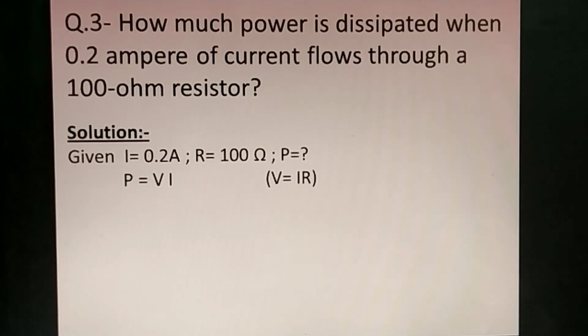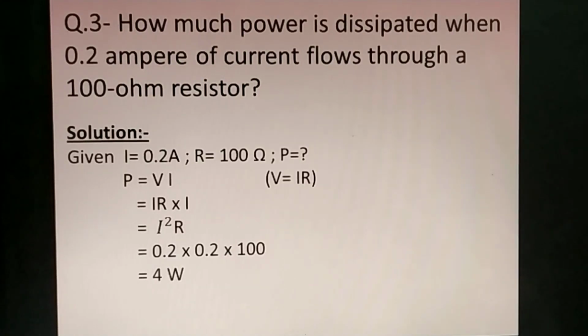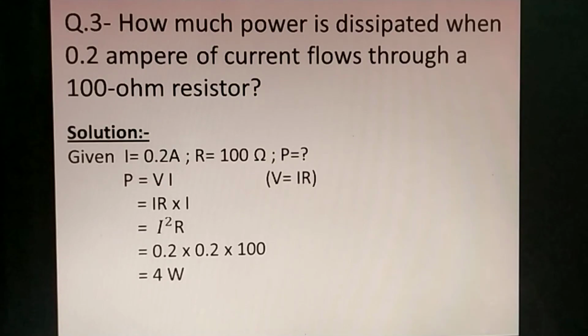So according to the formula, P equals VI, but there is no value for V. So V can be calculated by the formula V equals IR. So instead of V, we can write IR. So the formula will be IR into I, or it can be written as I square into R. Now substitute the values: 0.2 into 0.2 multiplied by 100, and the answer will be 4 watt. And 4 watt represents the power, and watt is the SI unit of power.